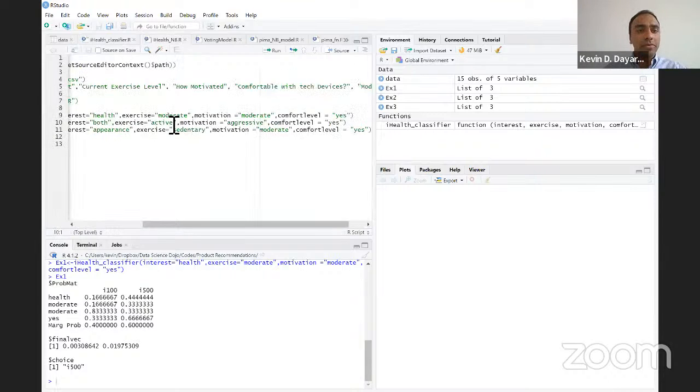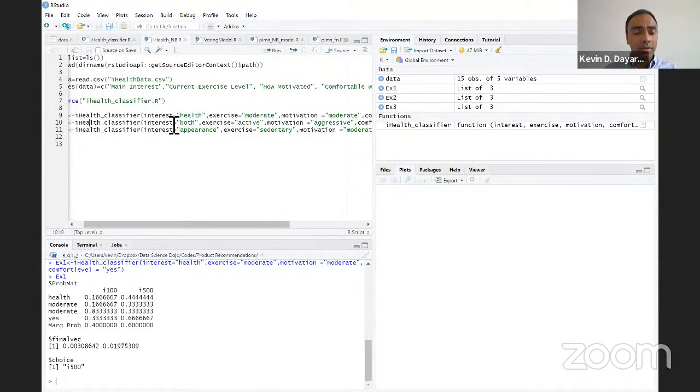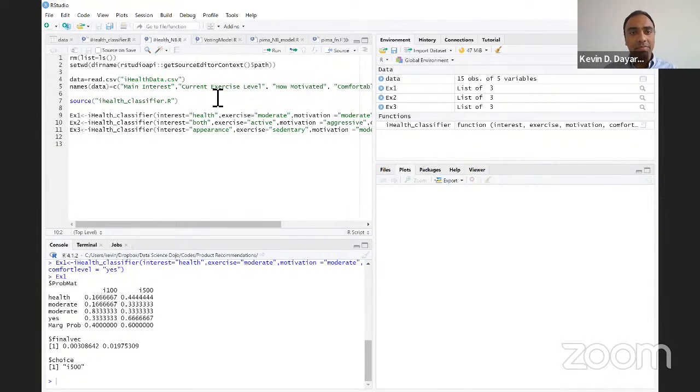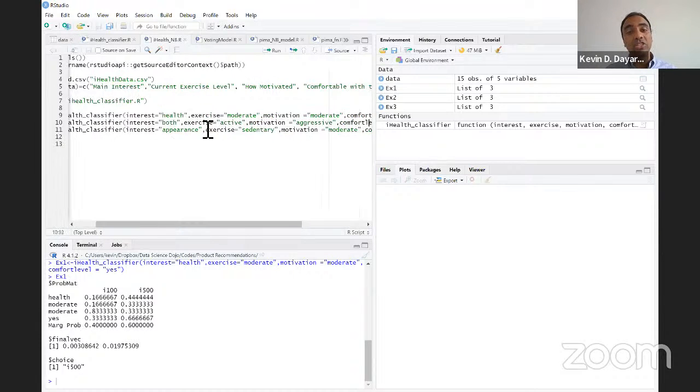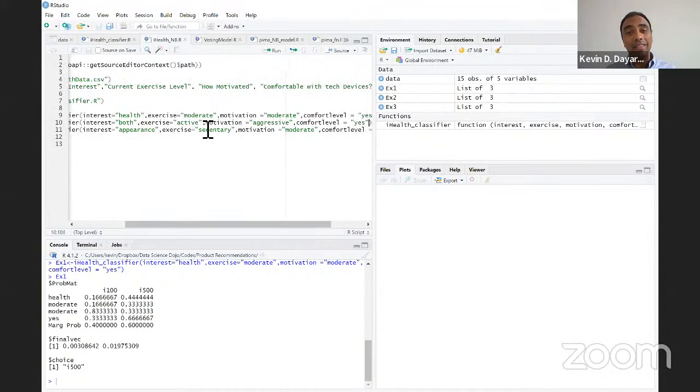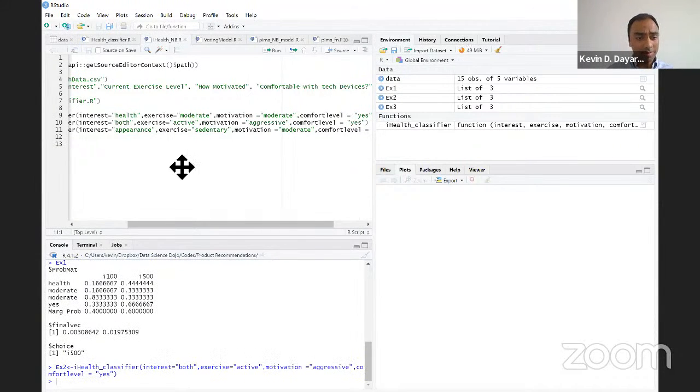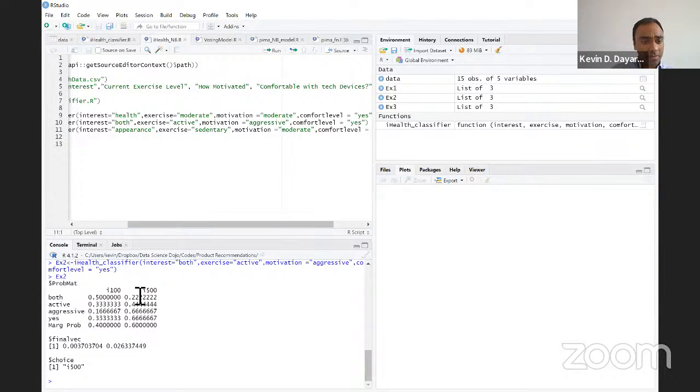Here are two more examples. Suppose somebody's interest is both health and appearance. They actively engage in exercise. Their motivation is aggressive. And they are comfortable with devices. We can compute that. Control Enter, twice. And I can look at the results here. Here are those probabilities. And again, this person is also suggested to have the I-500 device.